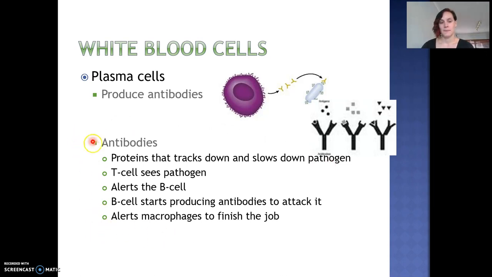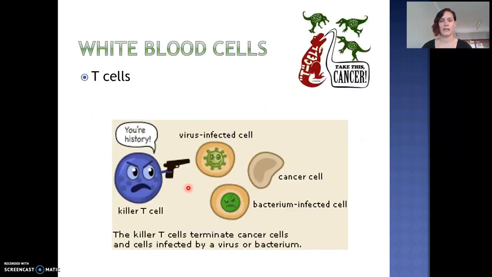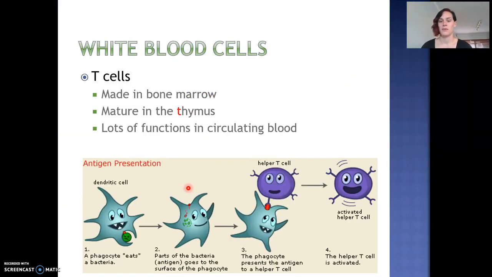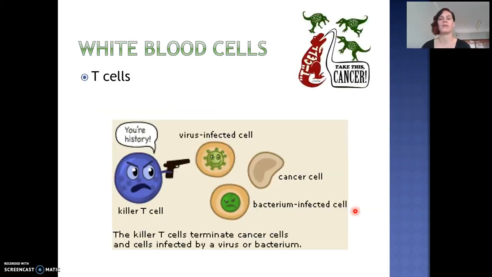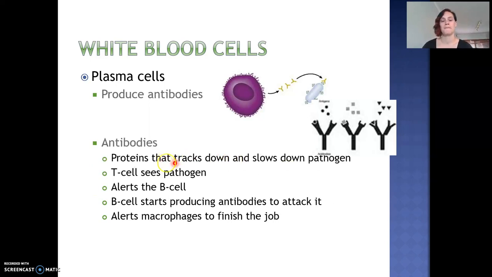This is pretty much the rundown, right? They are proteins that track down and slow down pathogens. So if a T cell sees a pathogen, says, hey, that's not meant to be here, it can alert a B cell, right? So if we flick really quickly back to this situation, not that far back, where the helper T cell has identified an antigen presented, that activation and releasing cytokines and multiplying, all those kinds of things might actually trigger the B cells to say, hey, this is what's going on. It can then start producing antibodies to attack specifically that pathogen or that antigen that it sees.